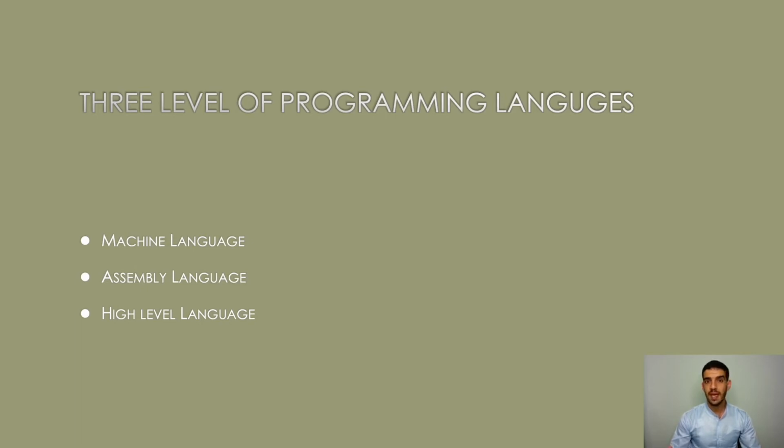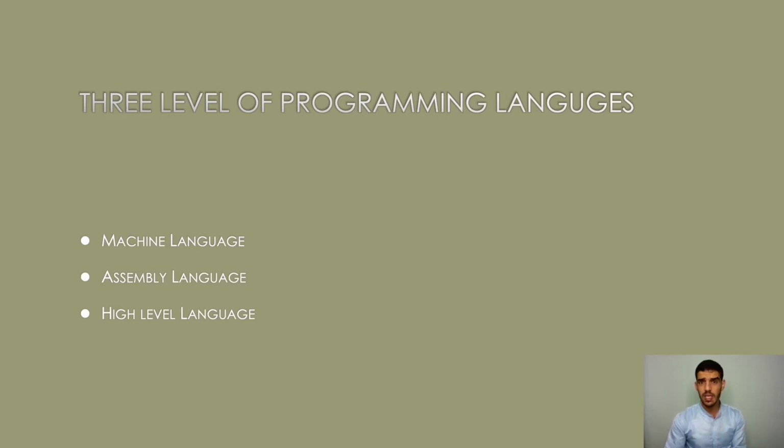Programming languages have different levels. There is machine language, which is the zeros and ones. There is assembly language, which is more human readable, but still close to machine language. And there is also high-level language, which is human readable. I mean, it is close to natural language. We can write or talk to a computer in our own language.